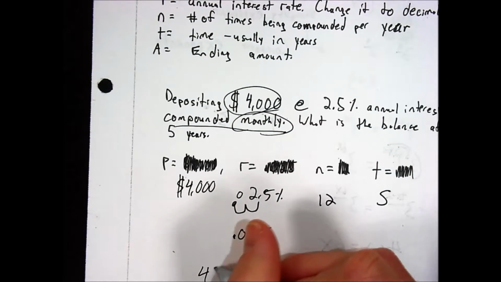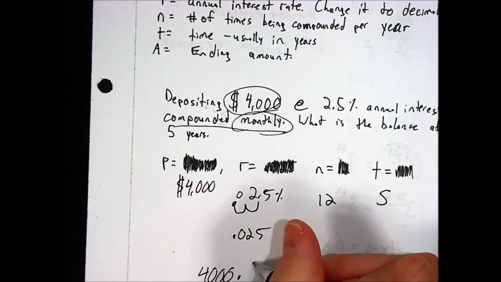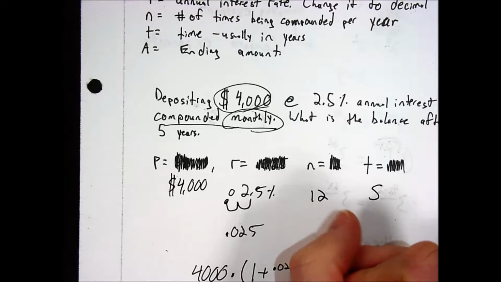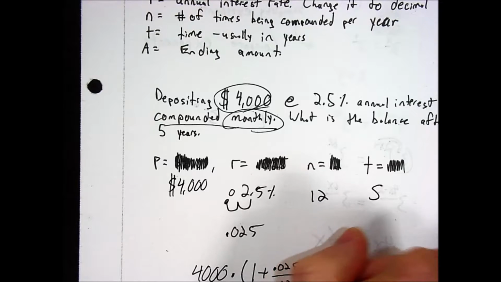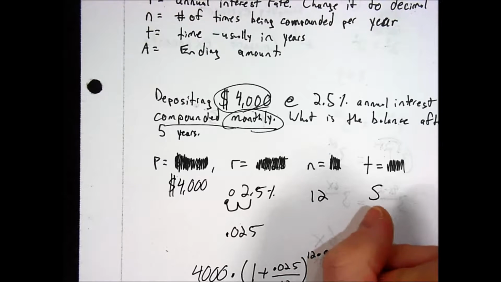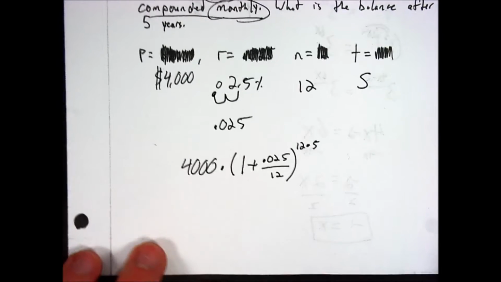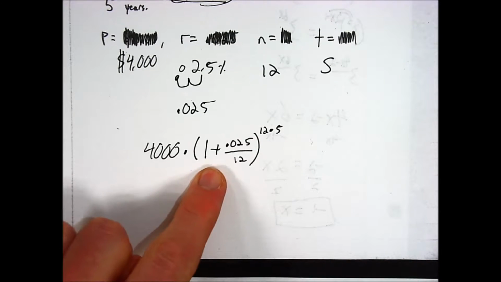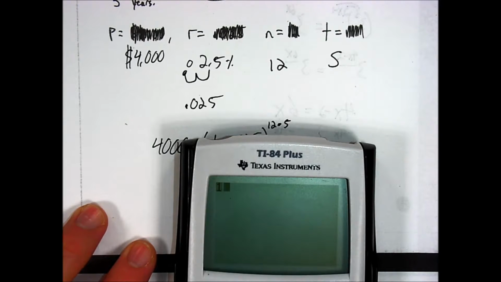Okay, so we're going to put all those numbers up there. So we should have 4,000 times, parentheses, 1 plus 0.025 over 12 to the exponent. We got 12 times 5. Oops, sorry. Okay, now if you want to do a little simplifying before we type this into the calculator, you sure could. Okay, you could do this and combine that. 1 plus 0.025 divided by 12.